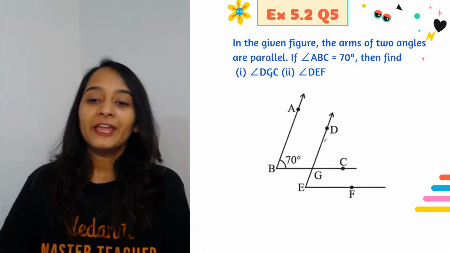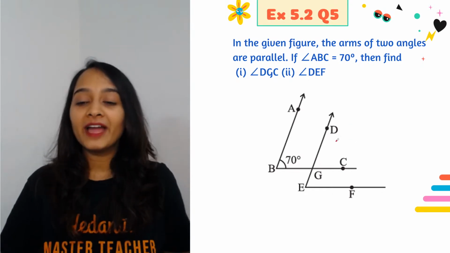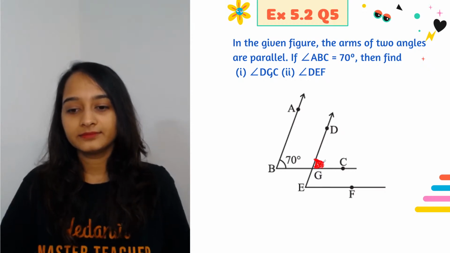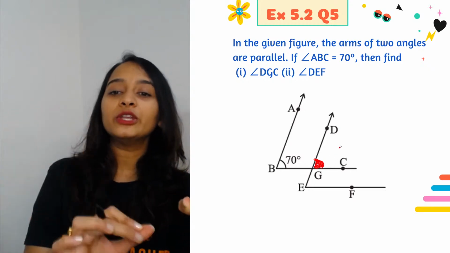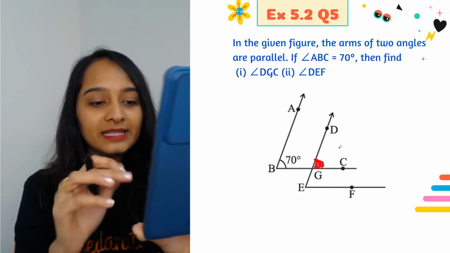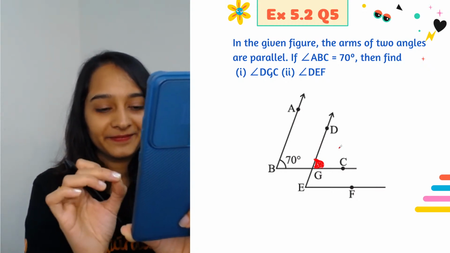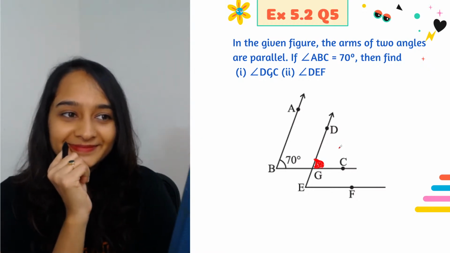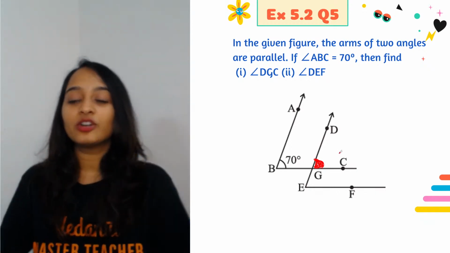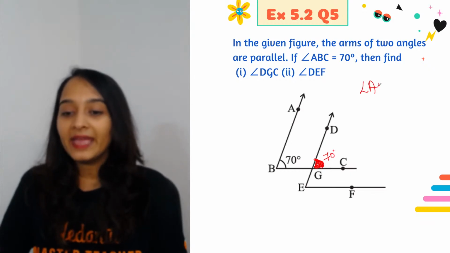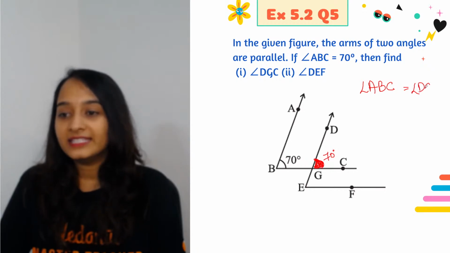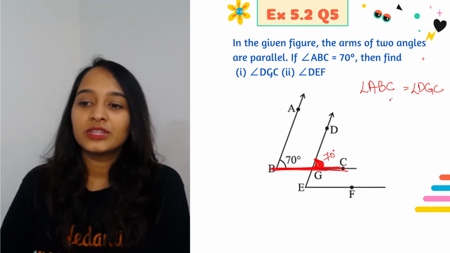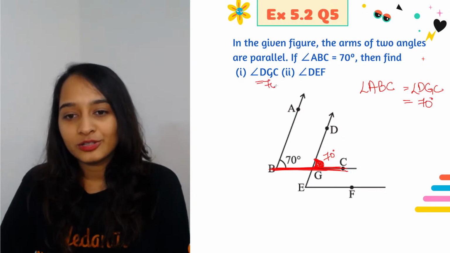The first question is on your screen. If angle ABC is 70 degrees, then find angle DGC. Come on. Can somebody tell me what is the value of DGC? Goku got it right. Goku, can you tell me the reason why? Why is it 70? Exactly. Corresponding angles. Your angle ABC and angle DGC are corresponding. They are on the same side of the transversal BC. So they are equal to each other. So your DGC is also 70 degrees.